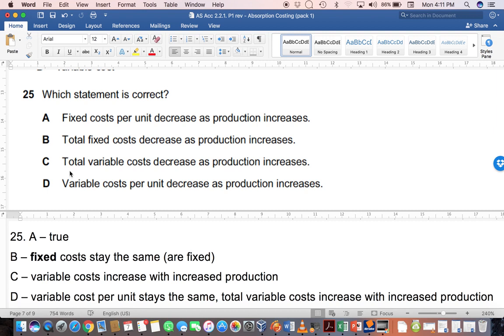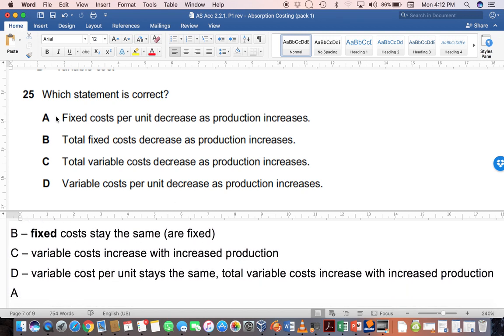C. Total variable costs decrease as production increases. Although variable costs do change as production changes, you would expect them to do the same as the production. So if production increases, the variable costs should also increase. D. The variable costs per unit decrease as production increases. This is false. By definition, variable costs per unit stay the same as the overall cost will change or be variable. Therefore, you will choose A as your answer. This is the only suitable option.